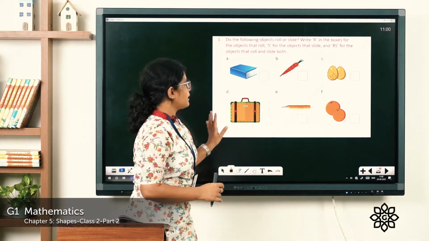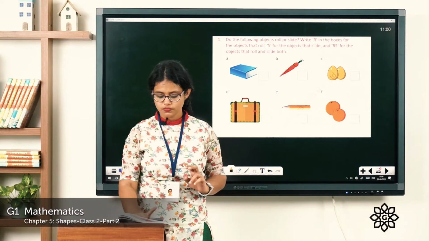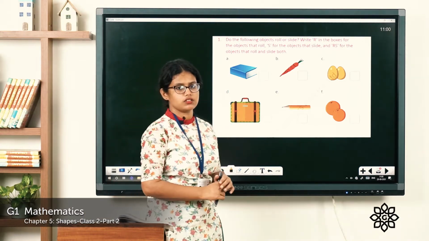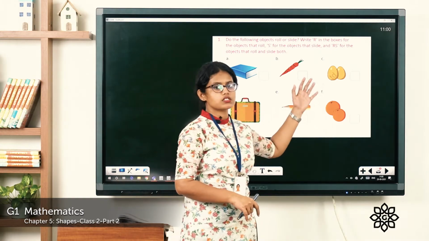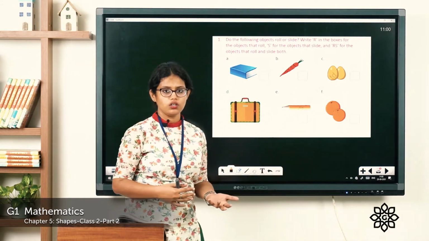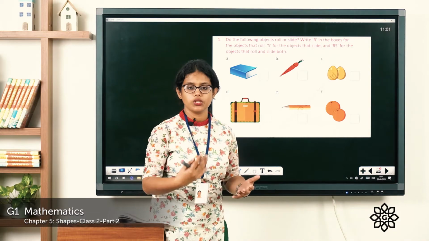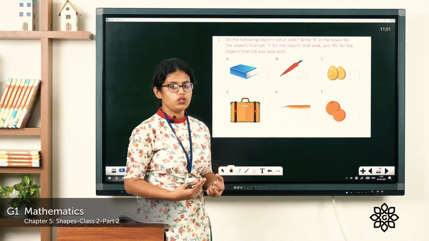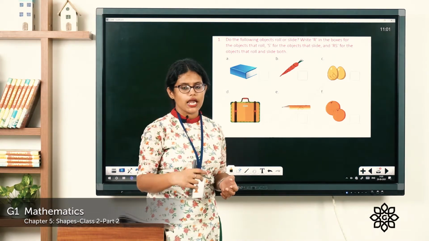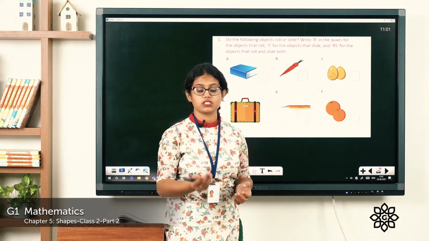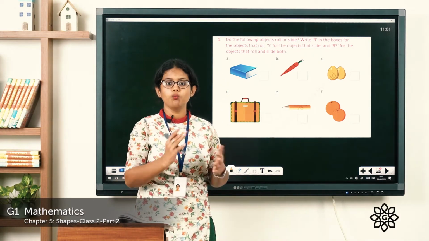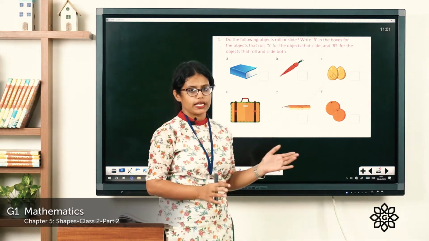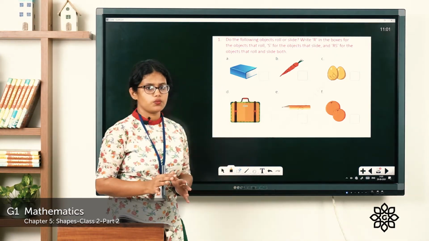Okay, coming to the next one, page number 78. What you have to do here is see which things given here will roll, and which things will slide. Things which will roll, you can write R, and things which can slide, you can write S, and things which can do both, roll and slide, you can write RS. Fine. So let's start with the first one.